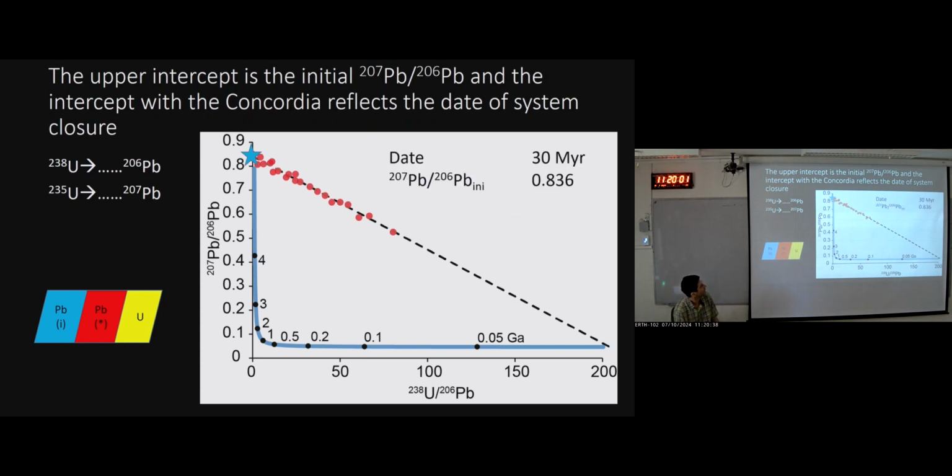So we can pass a trend through this line, and then we get 2 for 1. We get a date that is the lower intercept of this trend with the Concordia, and we get information about the isotope composition of the initial lead in this system. Right? This is great.